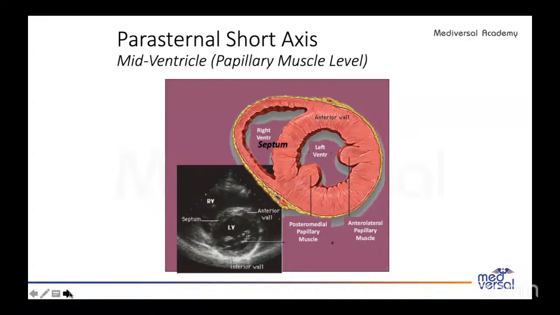So if you move your pointer now more towards the right side, keep on moving, you will see the mid-ventricular level. Then you see the left ventricle and the right ventricle, and in between there is a septum also. You can see the papillary muscles also, anterolateral, posteromedial muscles, anterior wall; basically the ventricular level you will see. And you keep on moving your pointer towards the right side, the probe head will be on the right and the pointer toward the patient's left shoulder. Next slide, please.